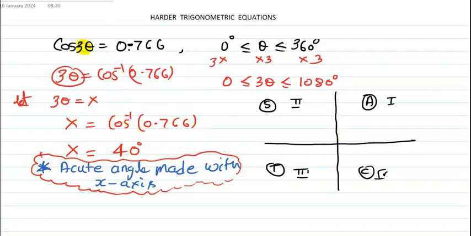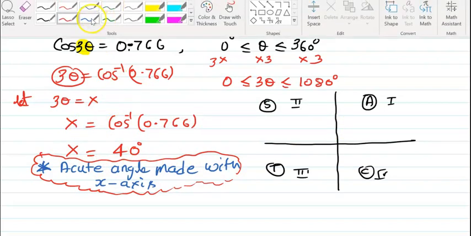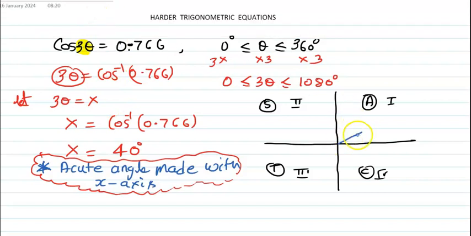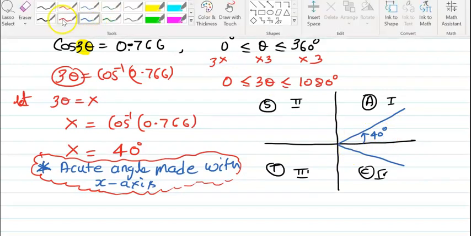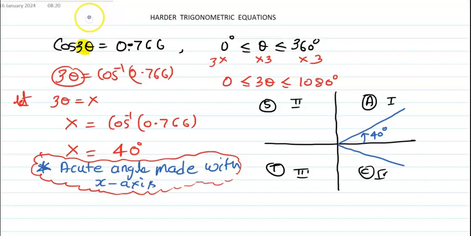So cos is given and cos is positive. So cos will be here and cos will be here. The acute angle made with the x-axis, here it is 40 degrees. Okay, now let's write down how many values we are getting. So the first value of x is 40 degrees from here.